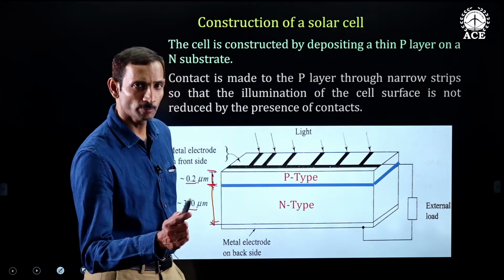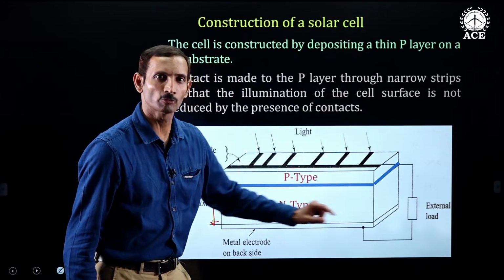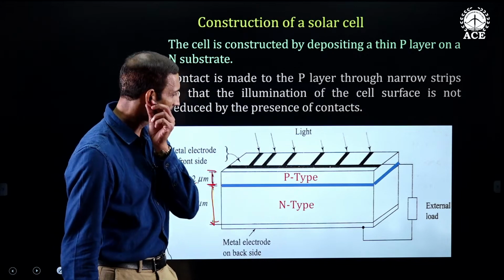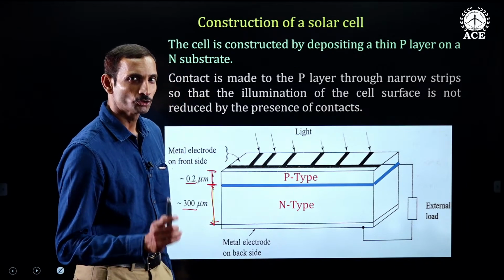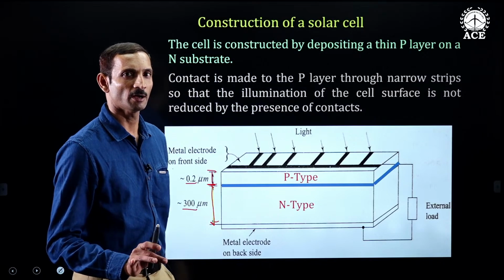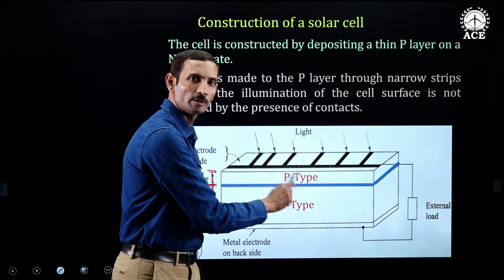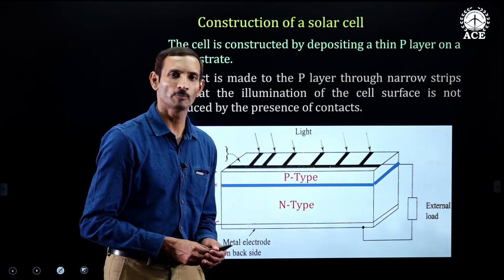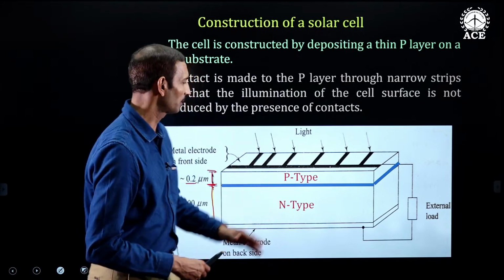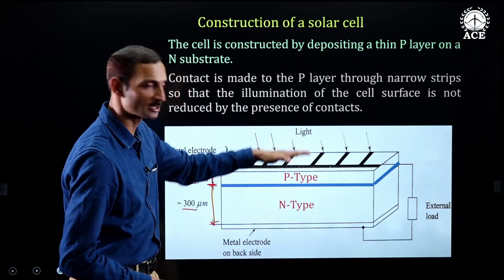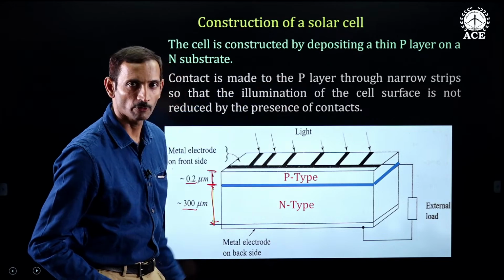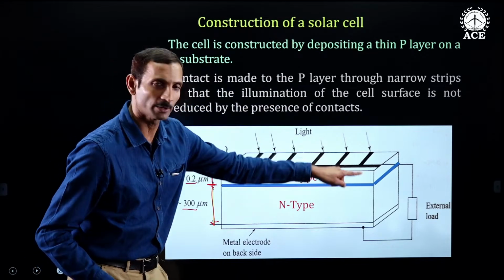So there has to be metal contacts in order to connect it to an external circuit, right? But those metal contacts should not come in the way of light falling on the material, right? Where do you make the light fall on the material? From somewhere, either from this side or that side. Let us suppose we are making light fall from this side, from the top. This is the top layer anyway.